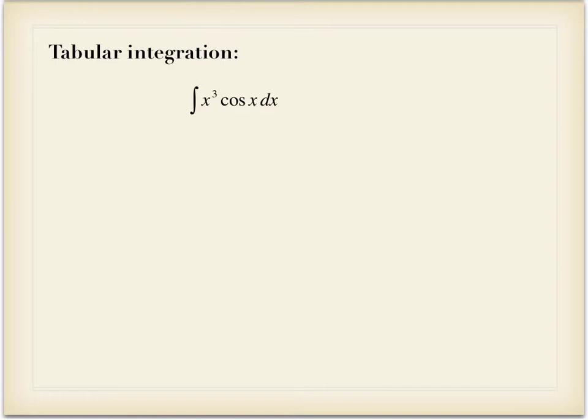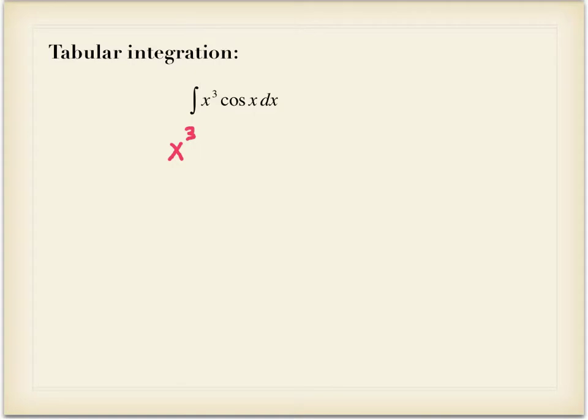So let's take a look at it. Tabular integration says I pick one of these parts. Again, it's a u and a dv essentially. And I'm going to just write down all the derivatives of one and then write down all the integrals of the other. Alright, so I'm going to start out with my x cubed here.